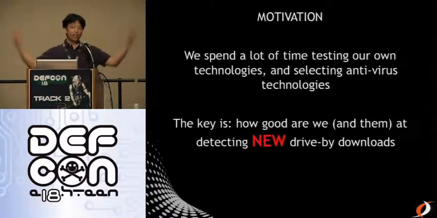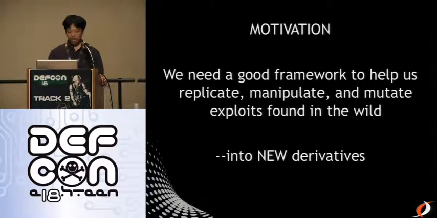But how do you get new drive-by downloads that don't exist? That's the problem. So we ended up getting the old exploits and then mutating them by hand to generate new exploits, and then testing out all these antivirus technologies on our own. And we ended up writing big messes of code. It was very hard to debug, and it was just taking us a lot of time.